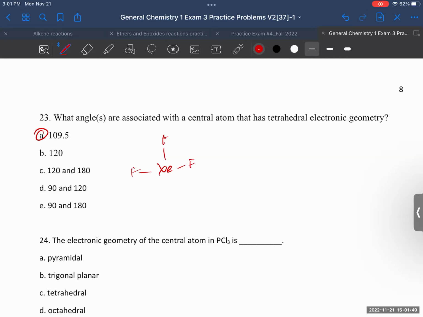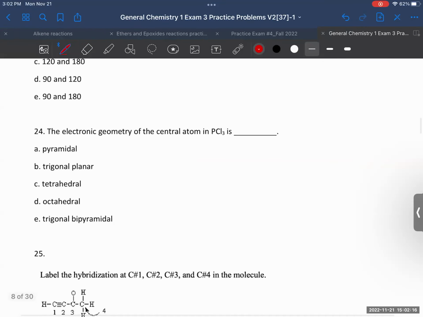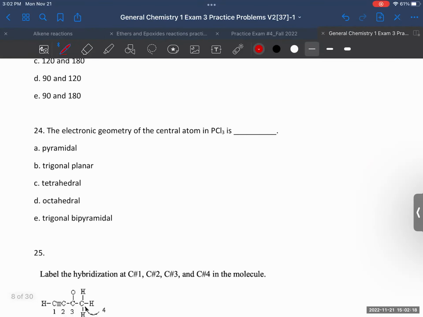So what is the electronic geometry for something that has square planar molecular geometry? Octahedral, right? So square planar can only be applied if you have 6 electron dense regions around it, 2 of them being lone pairs. All right, so the correct answer is 109.5. All right, moving on. Electron geometry in the central atom of PCl3 is what?